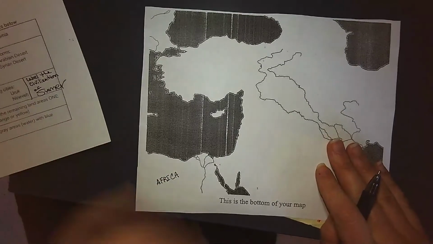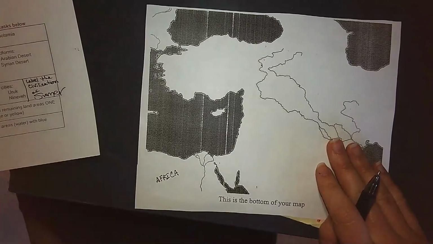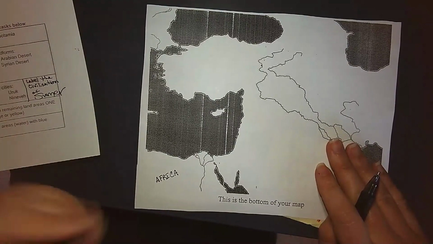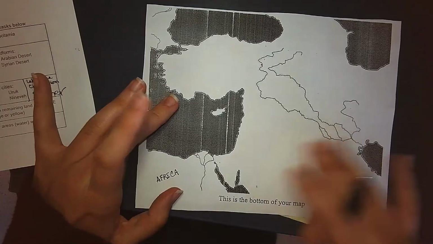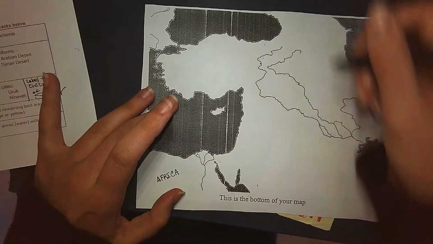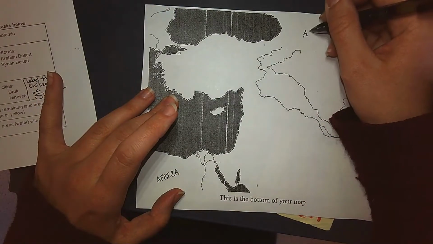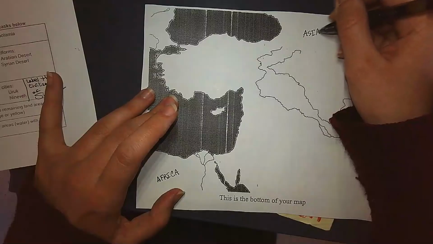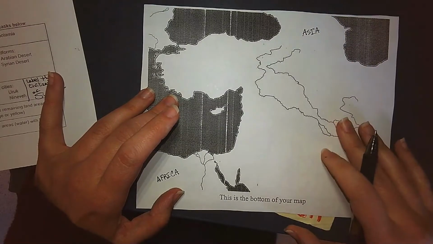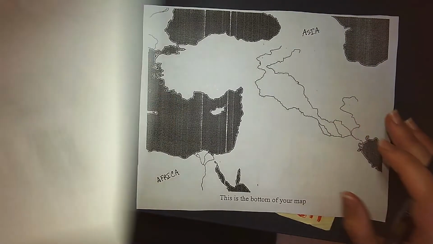On the back, you saw that there was a list of all the things you need to label. Personally, I would suggest that you go through and mark them off as you go. So we're going to label Africa, and over here we're going to label Asia. Then we mark off Africa, mark off Asia.